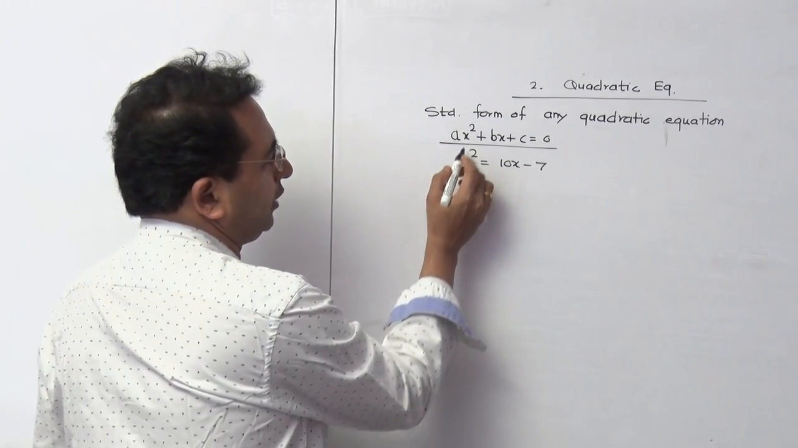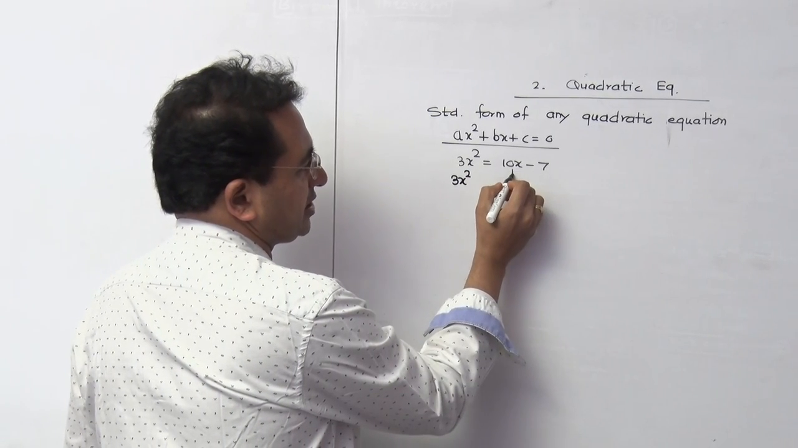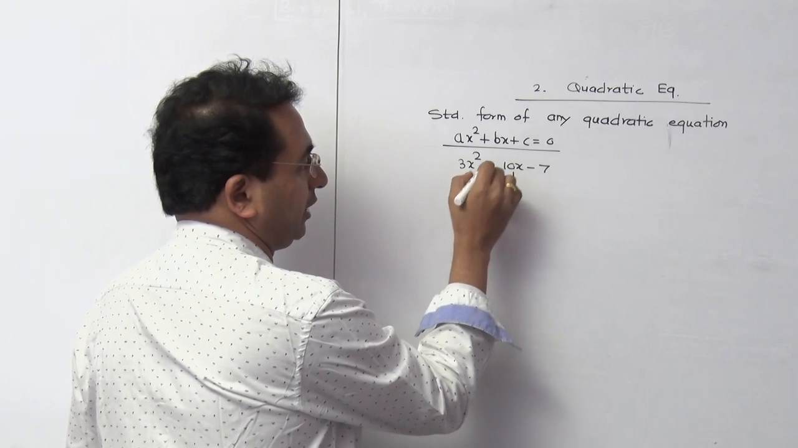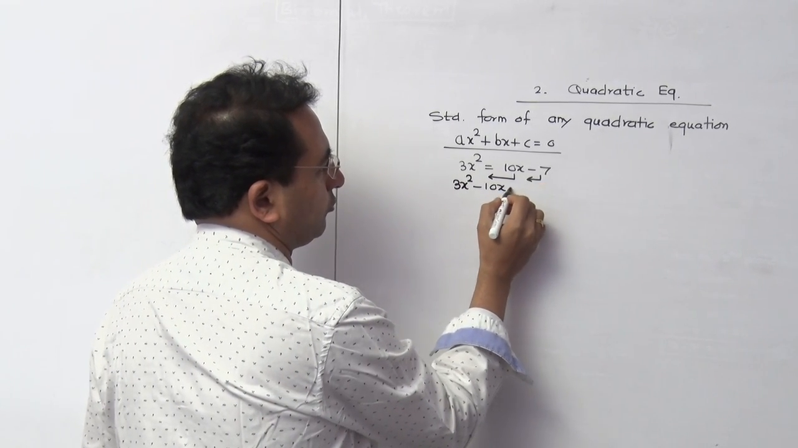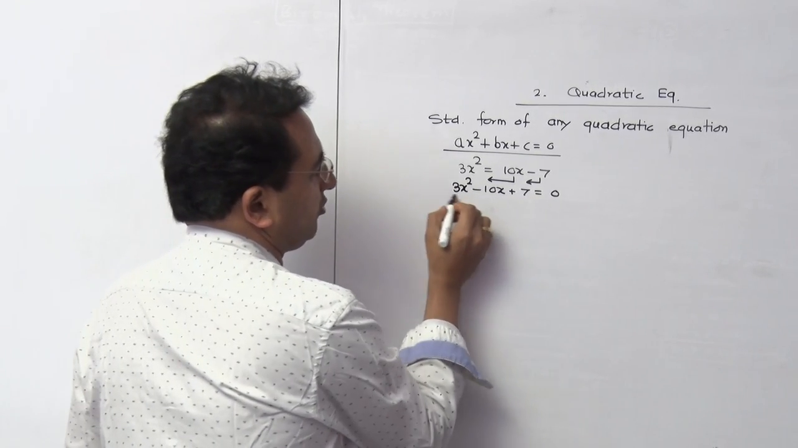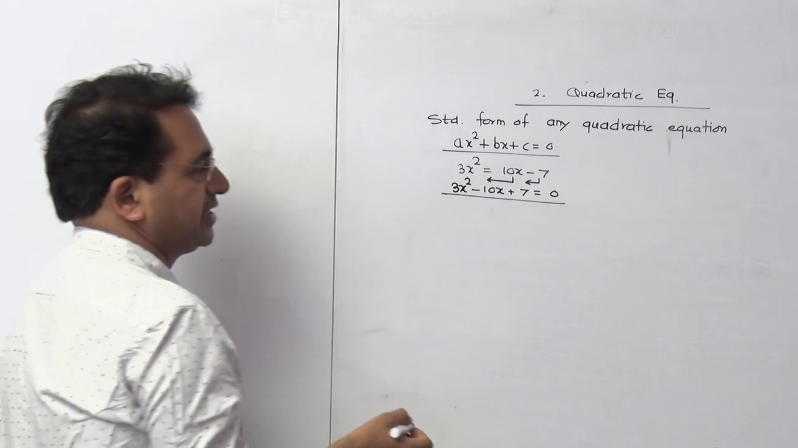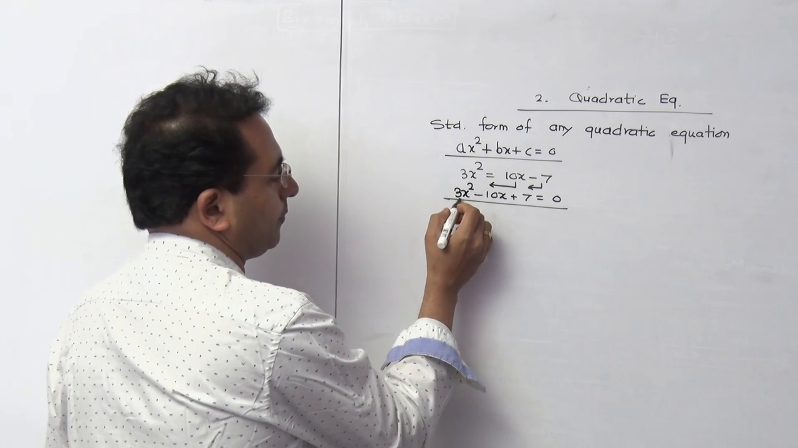So what we need to do is we have to write 3x square first. Then this 10x is definitely to be there on the left hand side. So it is minus 10x, and this 7 we have to transfer. So minus becomes plus. It is going to be plus 7. So this equation is what we call as standard quadratic equation, standard form.